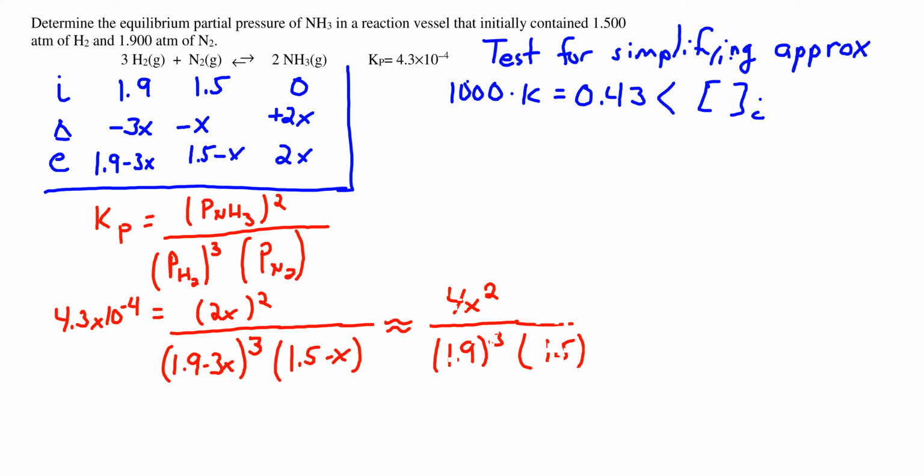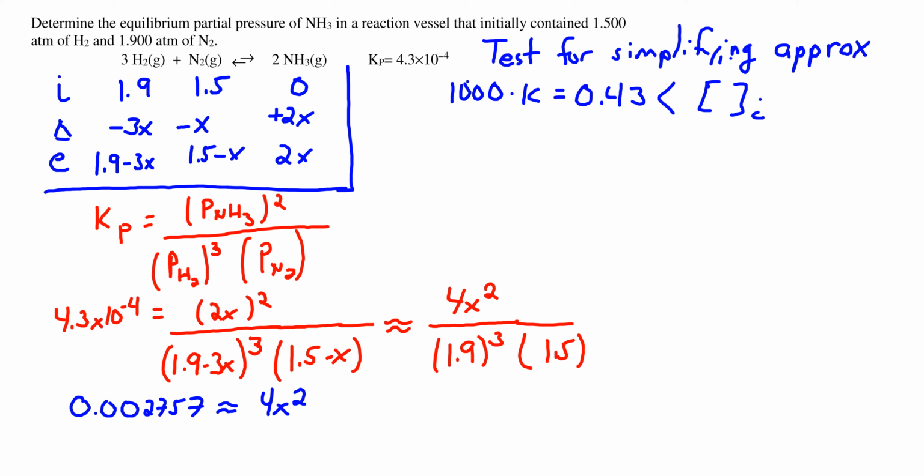All right, so we're neglecting the terms here, minus 3x and x, and our equation reduces down to 4x squared. Note the 2x is inside brackets here. So 4x squared over 1.9 to the third times 1.5. In this step, we've multiplied 4.3 times 10 to the minus 4 times 1.9 to the third and 1.5. Here's our result, and that's going to be approximately equal to 4x squared.